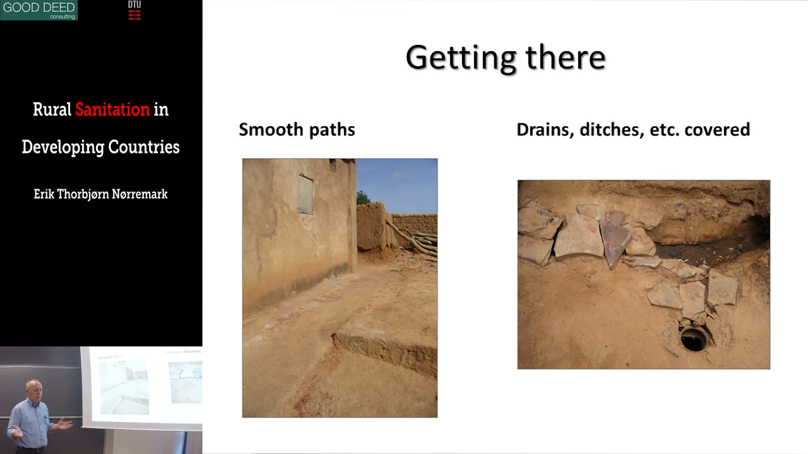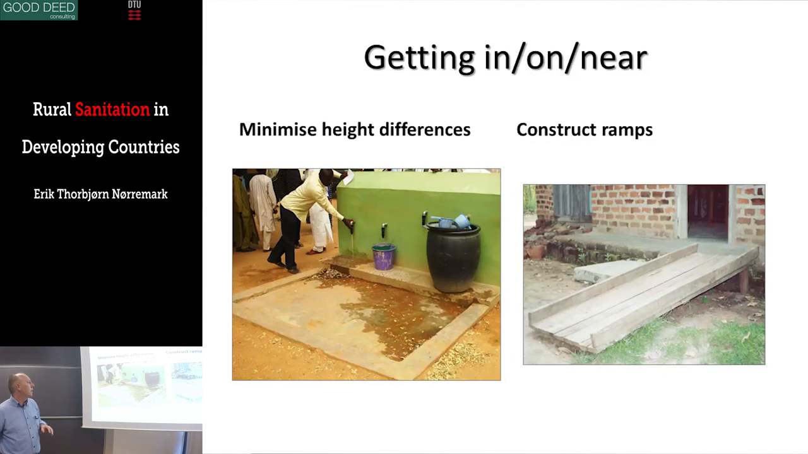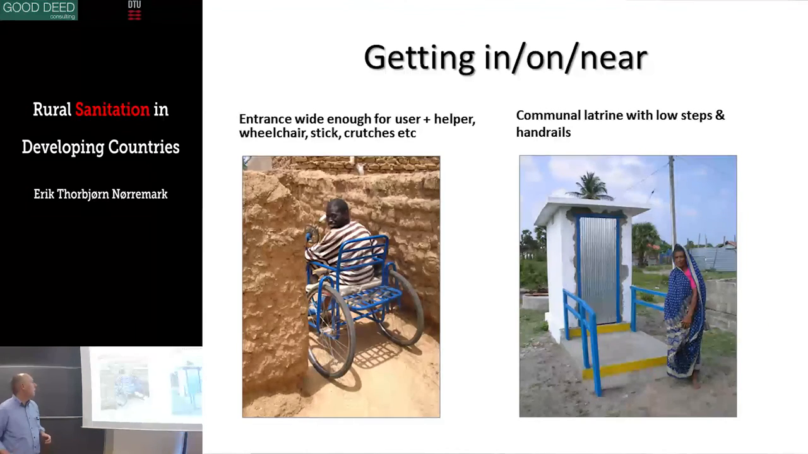There are different issues getting there, depending on if, for example, you're using a wheelchair, you need to have a smooth path where you can get. You cannot run across a ditch. You need to have a small thing covering. Here, it's just a small detail. You need an edge to collect the water, but you don't need to make it this thick. You can make it shorter. You have a ramp for accessing the building, the toilet. You need to make sure that there's enough space so a wheelchair can get through.